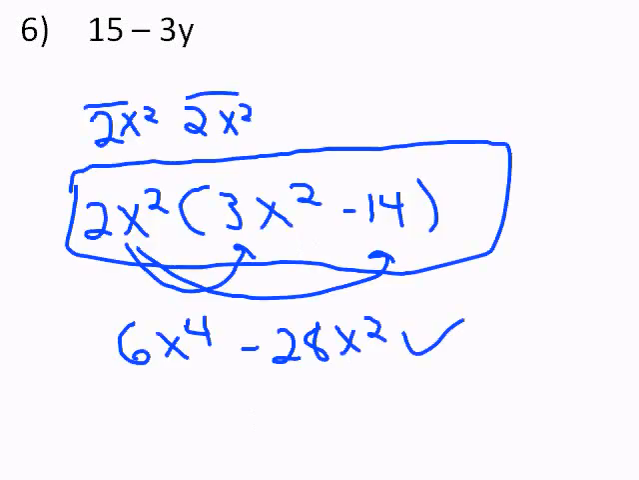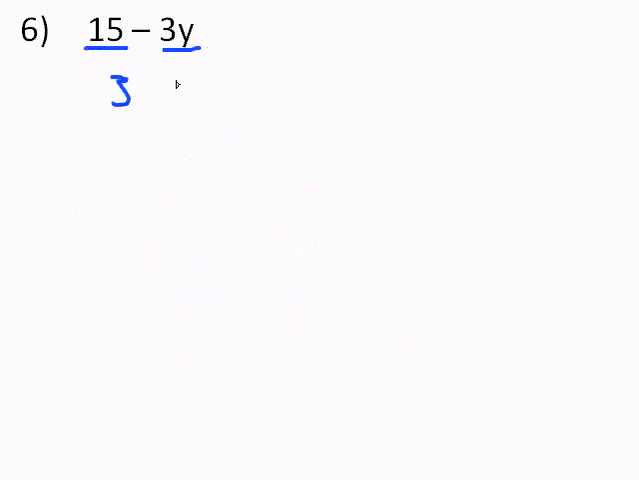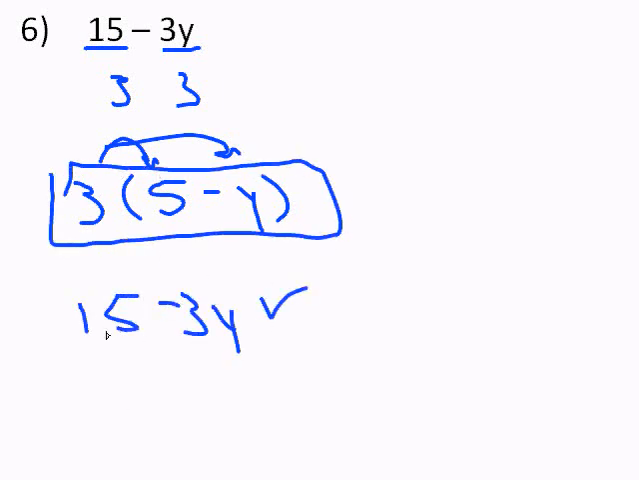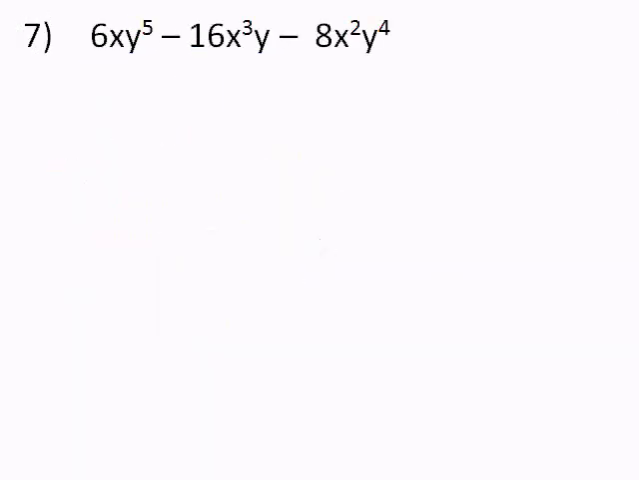For this one, probably the simplest of all the ones you're going to see, you'll notice that they're both divisible by 3. So we get 3, and then we get 5 minus y. If we distribute that back out, we get 15 minus 3y, which does indeed check. And for the last example, you'll notice that all of these terms are divisible by 2 in this case. It's the biggest number we can divide 6, 16, and 8 by.